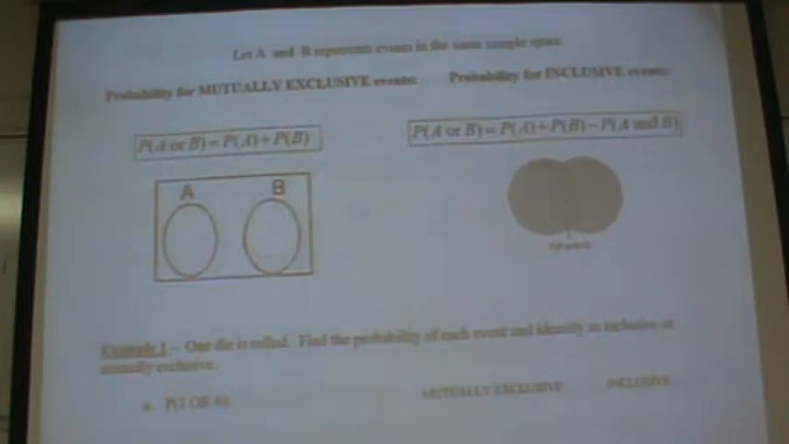So again, notice that today we're using ORs. ORs will tell you that you need to think about a mutually exclusive or an inclusive probability. And also notice that today, when we use OR, we're adding and subtracting, where yesterday when we were talking about ands, we were multiplying probabilities. So you need to make sure you know what sign goes with what probability.